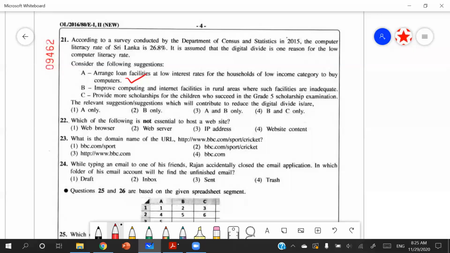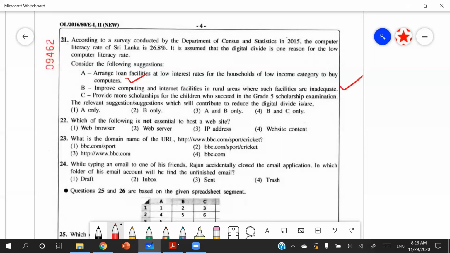Improve computing and internet facilities in rural areas where such facilities are inadequate. Yes, that is another one, because of the geographical location, the signal strength gets very weak when you are going out of cities, right? So if you increase the internet facilities, rural areas will also have the same signal strength as the town areas, right? So it will minimize the digital divide, because rural area people also have access to internet kind of services.